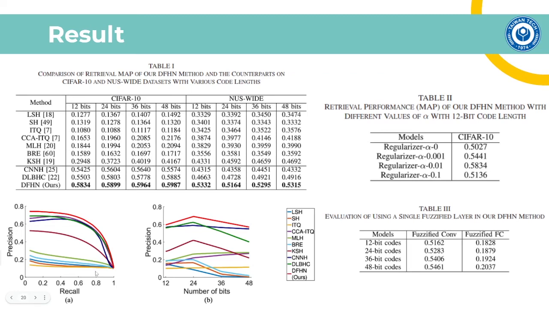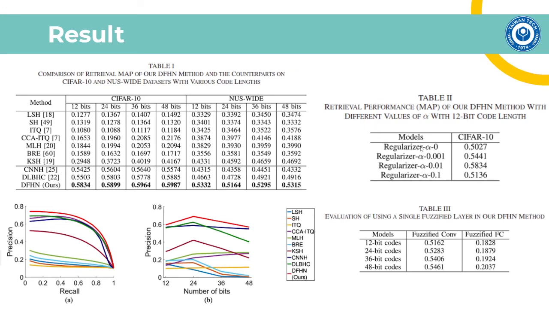the previous work. And based on the number of bits that they use in the binary hash code, the precision is higher if they use the length of 24 bits for the binary hash. So they use this number as the testing in their model.